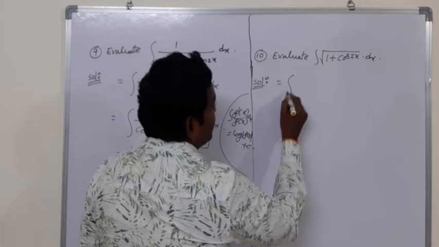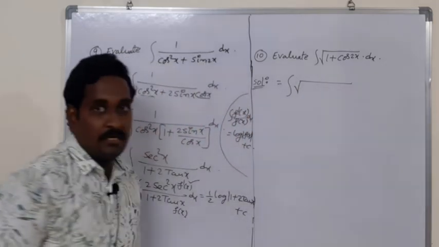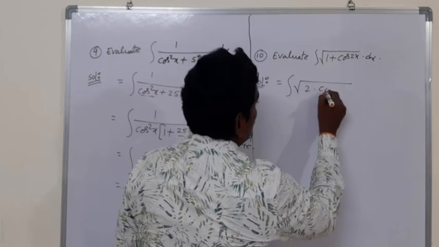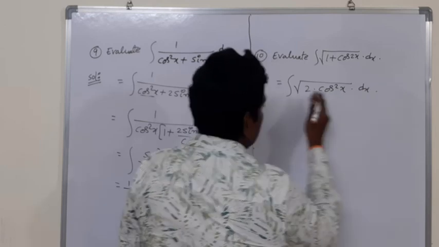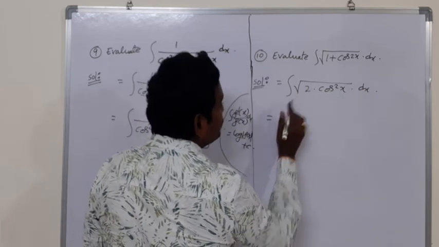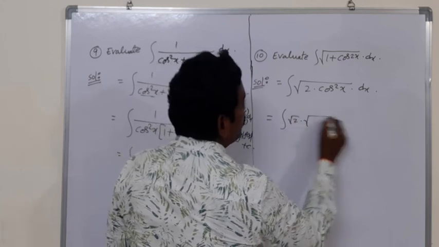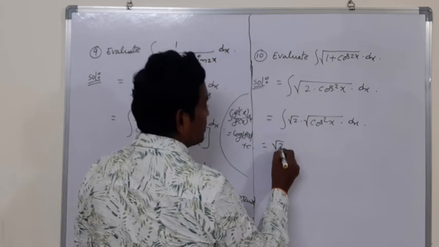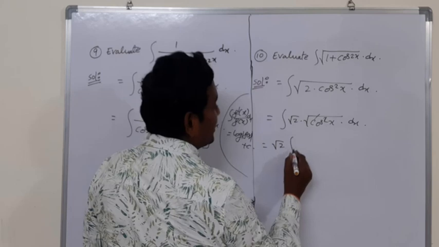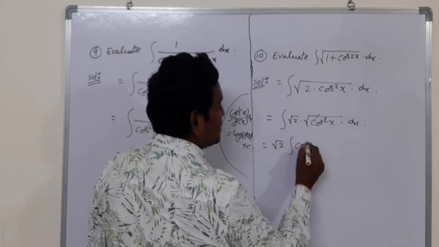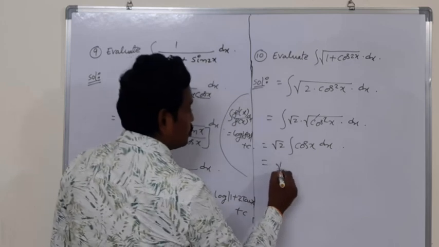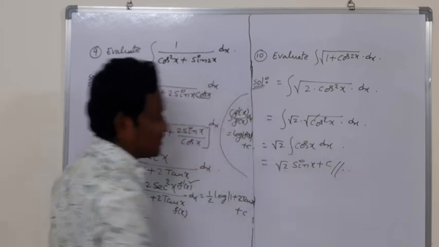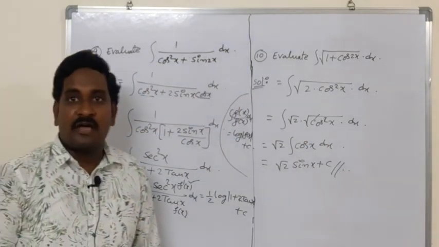Given integration becomes integration of, already we know that what is the formula for 1 plus cos 2x, which is 2 cos square x. 2 cos square x dx. Separate the terms. You will get root 2 into root cos square x. Split the root, you will get this one. Root 2 is the constant term and square and root getting cancelled. Root over cos square x is simply cos x dx. Root 2 into, what is integration of cos x? Sin x plus c. This is the result of the given integration.